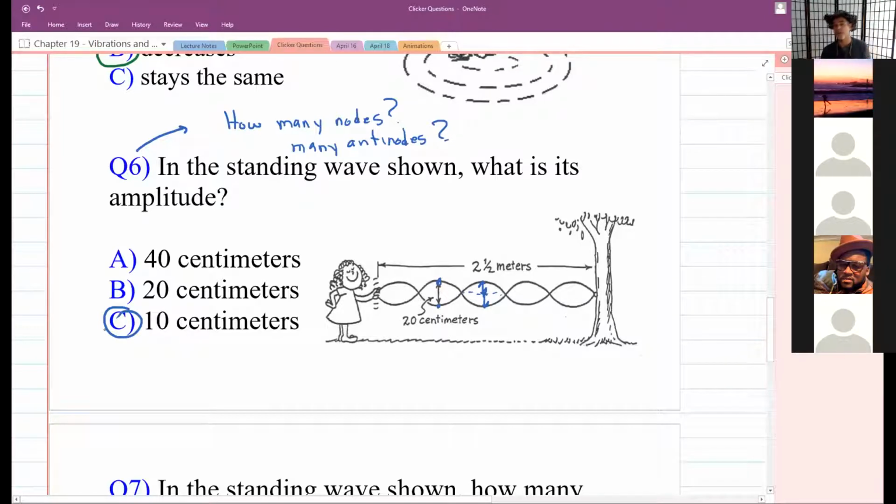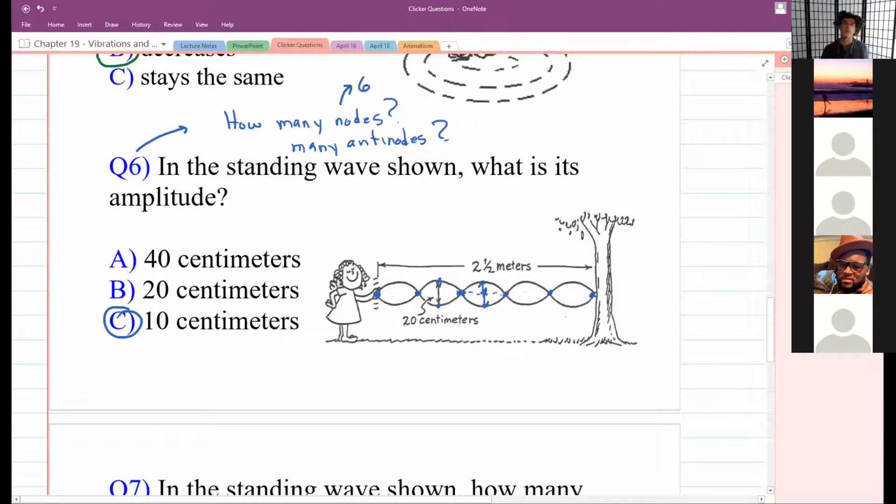Now, in terms of nodes and antinodes, a node, I think of node, no amplitude. It's where there's destructive interference happening where the amplitude is 0. So in this case, I have 1, 2, 3, 4, 5, 6 nodes.